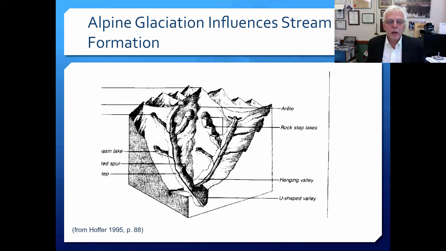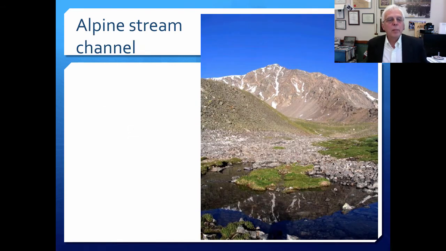We also will see things like rock step lakes separated by little interconnecting streams. Also, cirque lakes will form up here, and we'll be talking about those in future sessions. Basically, alpine glaciation is important also in mountainous areas in creating stream networks. Here's an alpine stream channel just to give you some sense of what they look like in reality. And here you see the glacial U-shaped valley, and down in the bottom of it, a very nice little stream flowing, which is the remnant of the glacier, which has probably receded upstream.